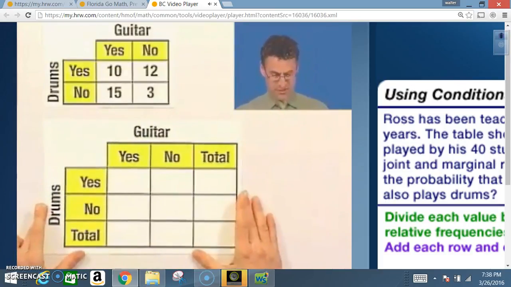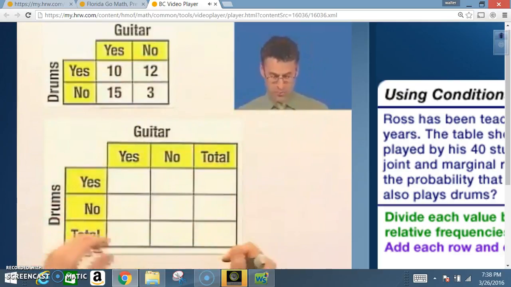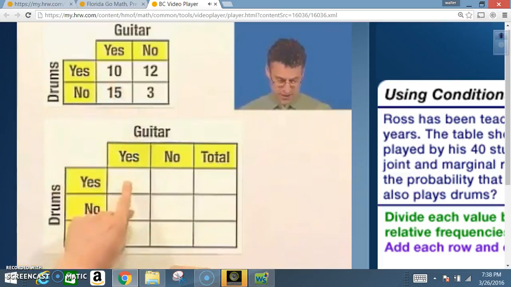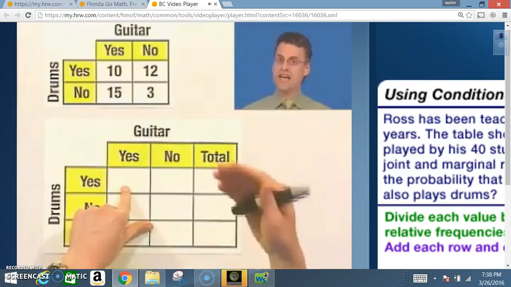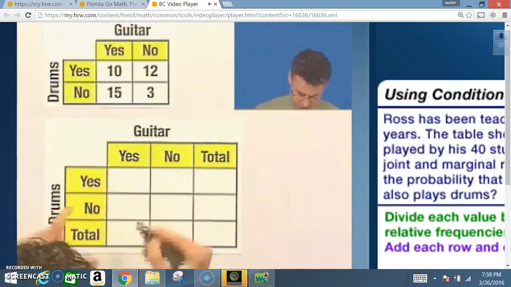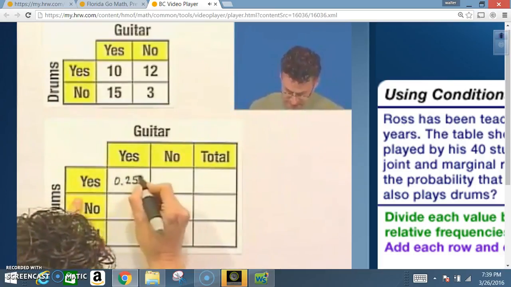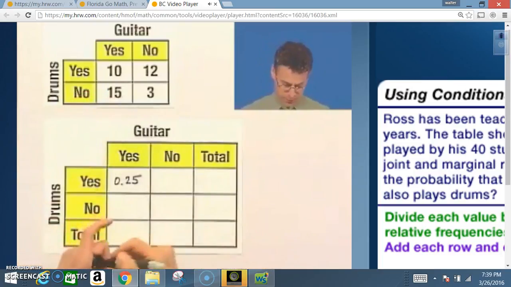To find these frequencies, of course, we're going to look at the ratio of the number to the whole. So we know we have 40 students total. 10 of them, in fact, are yes, yes. So that's going to be 10 to 40, or 10 40ths, which is 1/4, which is 0.25. So this is 0.25. And I would similarly fill in the table accordingly. So I would take 15 over 40, and so forth.